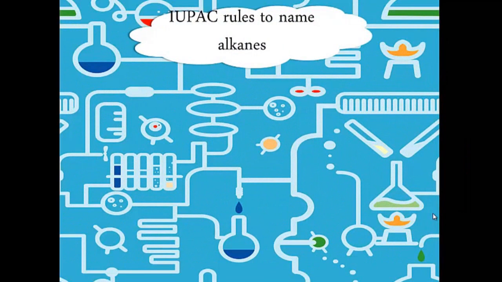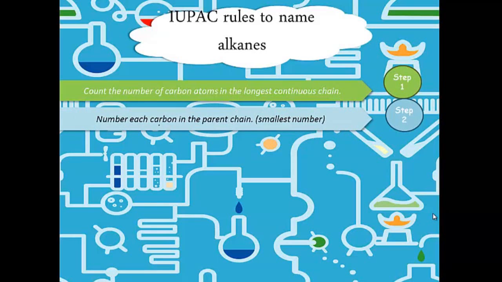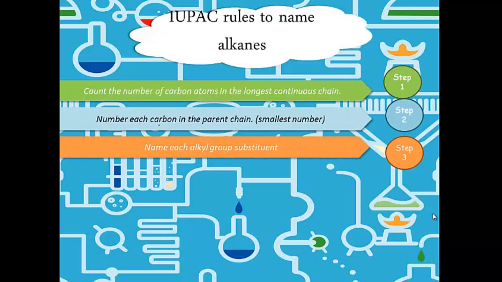The IUPAC rules to name alkanes. Step 1. Count the number of carbon atoms in the longest continuous chain. Step 2. Number each carbon in the parent chain, choosing the smallest numbers. Step 3. Name each alkyl group substituent.